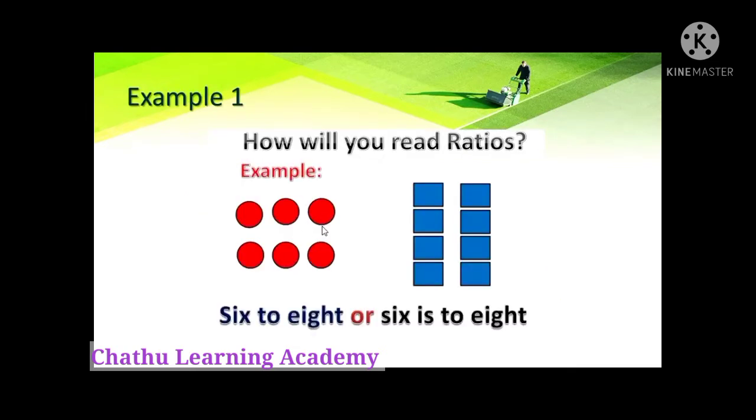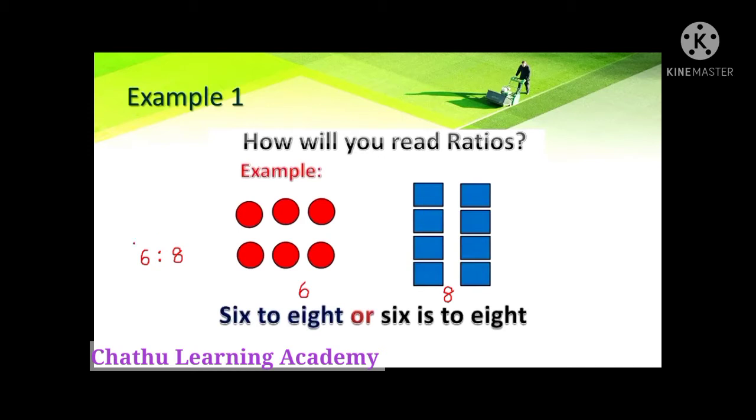Now look at this example. Here you have been given red circles and blue rectangles. How many circles are there? 6. How many rectangles are there? It's 8. Then what is the ratio in between these two quantities? Here 6, here 8. If we want to indicate the ratio, we put the double dot.